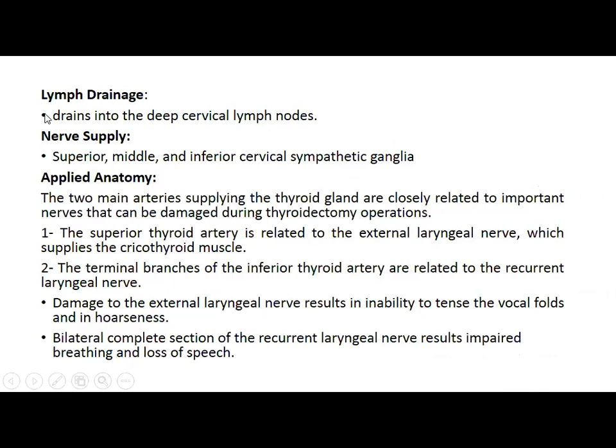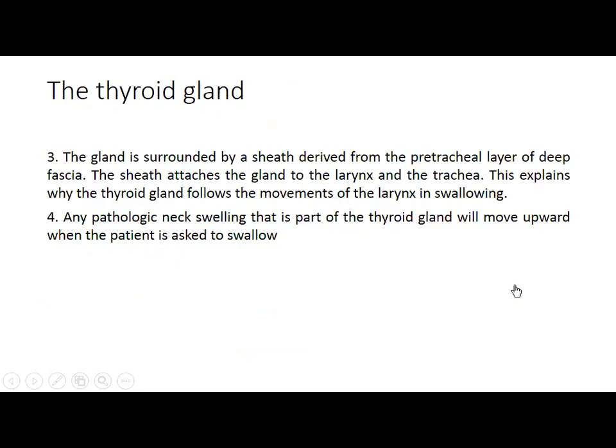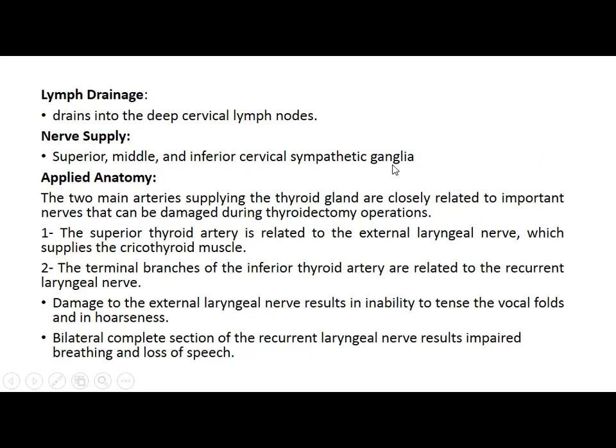Coming to the lymphatic drainage, it will be draining all the structures in the neck, and should drain finally into the deep cervical lymph nodes. Nerve supply is by the superior, middle, and inferior sympathetic ganglion. There are 3 autonomic ganglions in the neck called the superior, middle, as well as the inferior sympathetic ganglion. So it will be supplied by these 3 ganglions coming from the cervical sympathetic nerves.